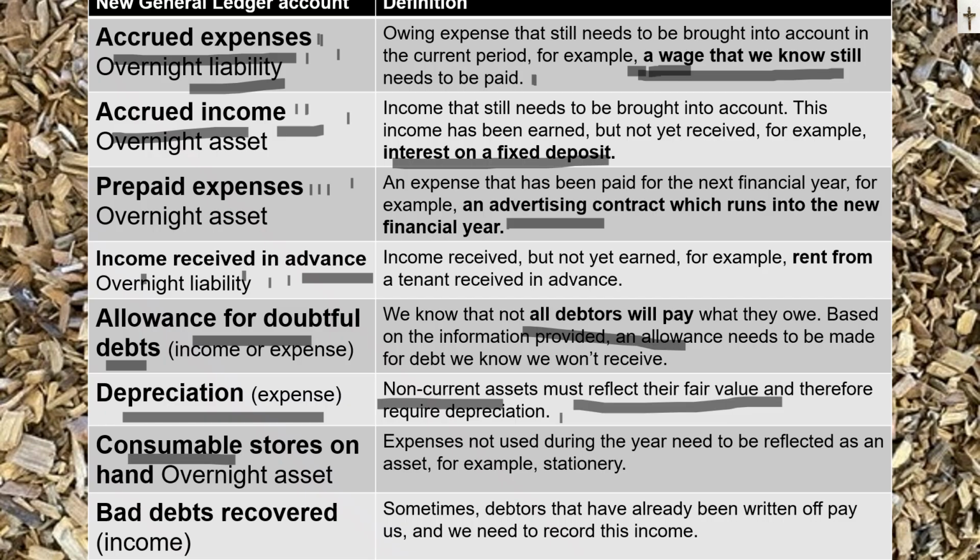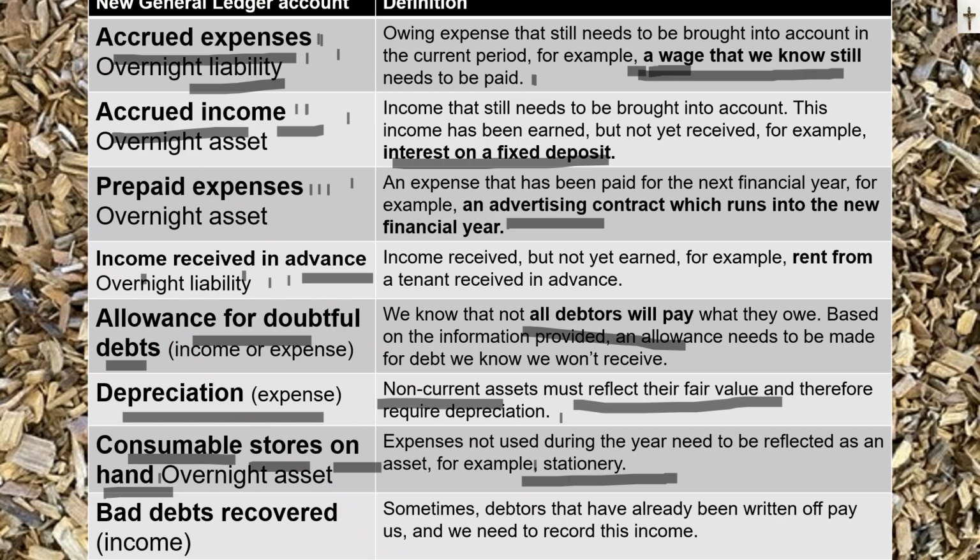Consumable stores on hand. If we do not use an expense in full, for example stationery, at the end of the year we didn't use all the stationery bought and there are still 1,000 pens that cost us R1 each, we need to show those pens as an asset, and that is called consumable, meaning things that can be used up. Consumable stores on hand is, for example, stationery that hasn't been used.